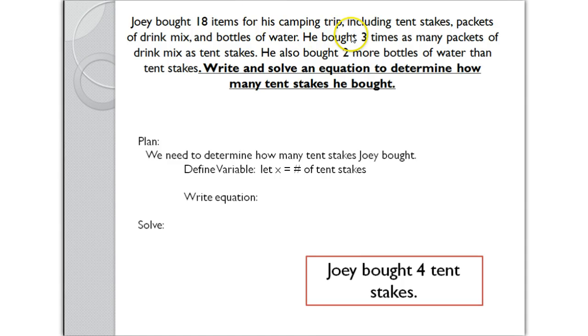When I wrote my equation, reading through the problem, it says Joey bought 3 times as many packets of drink mix as tent stakes. He also bought 2 more bottles of water. Remember, more than means addition. All of those items together should total 18. So then I just simply solved. I combined like terms and solved to get x equal 4. Plugged in and it all worked out. So Joey bought 4 tent stakes.